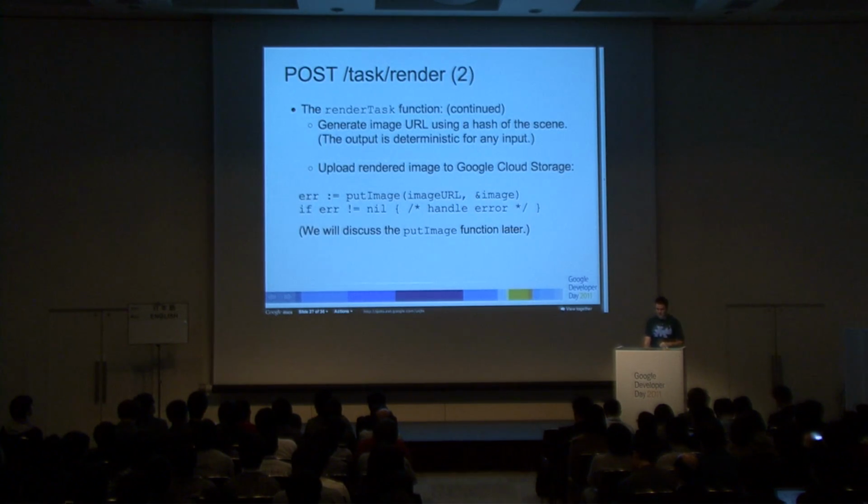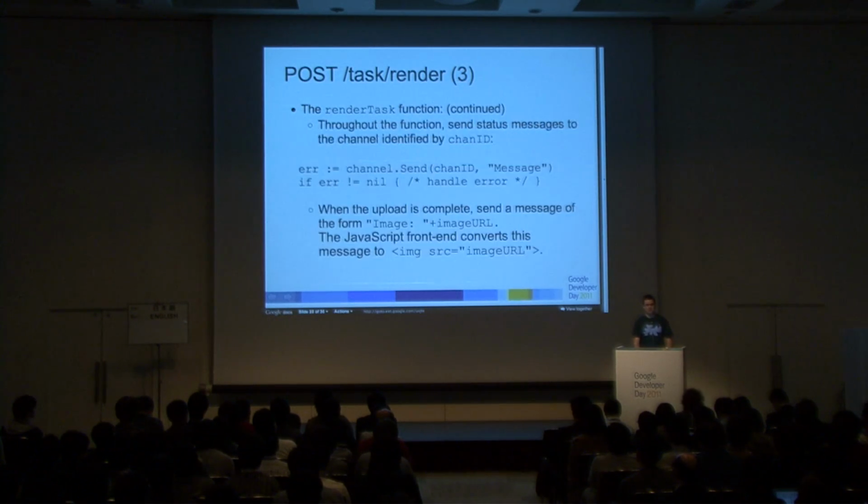And then it generates an image URL by taking a hash of the scene description. Because for any given scene, the image output of that scene will be identical, we can store the output under a hash of the input value and know that we don't need to regenerate it multiple times. And finally, the render task uploads the rendered image to Google Cloud Storage using this put image function. And we'll talk about put image in a little while.